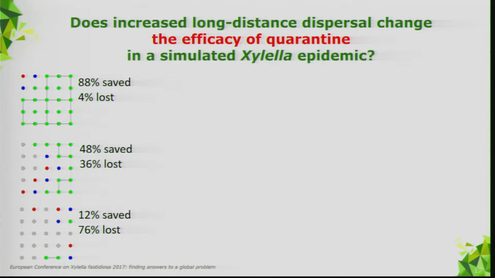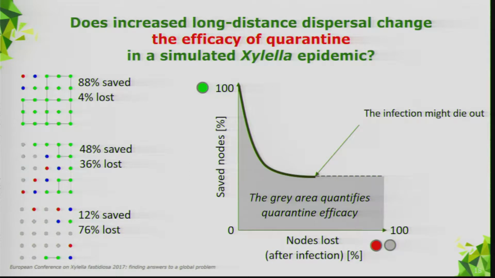Here are just 3 random points in the epidemic. If you apply it, in our cartoon, at the very early stage, you're saving 88% of your nodes, of your olive orchards, and you've lost 4%, which is a single one. Later on, you're saving 48%, you've lost 36%, and so on. So we can keep track of these numbers as the epidemic progresses.